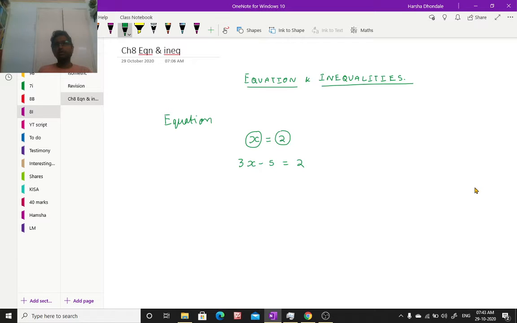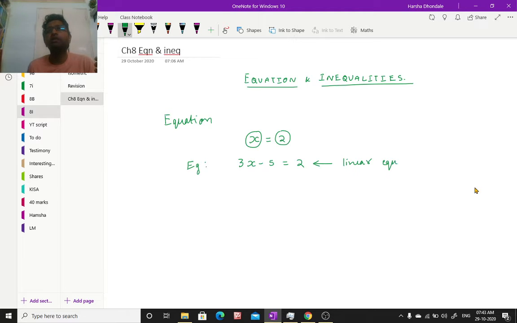Now we'll be solving a few problems. We'll have some equations, and mainly we have to find what is x. For example, you can consider this itself: 3x minus 5 is equal to 2, and we are supposed to find the value of x. We'll get into more details. Before that, these kinds of equations are called linear equations.